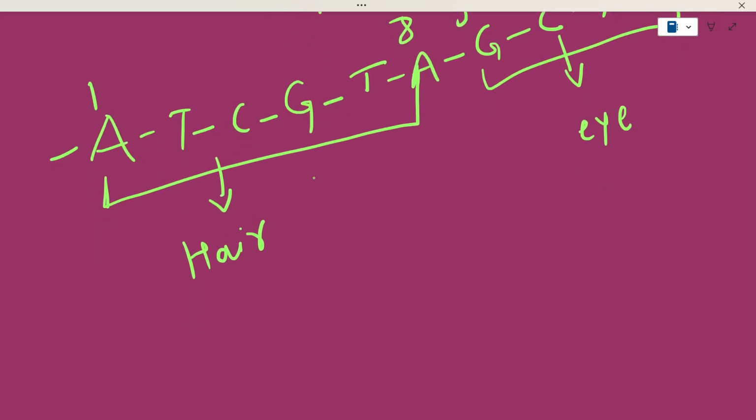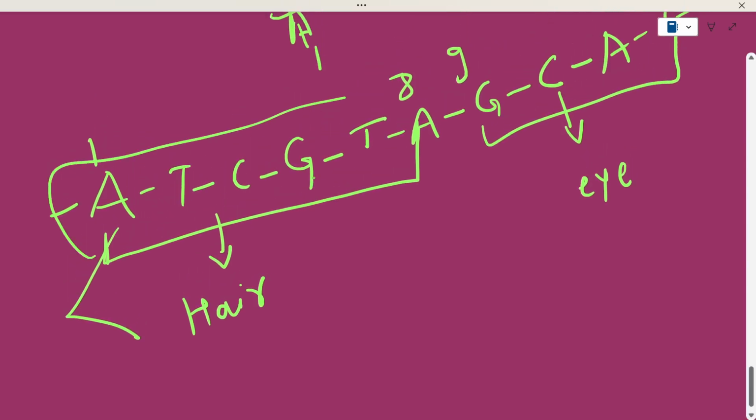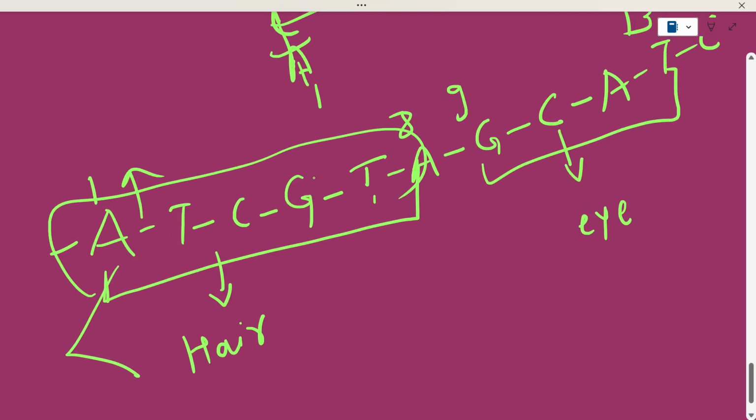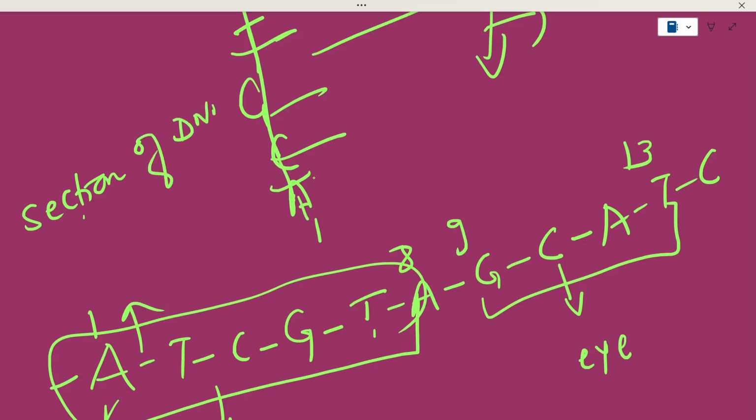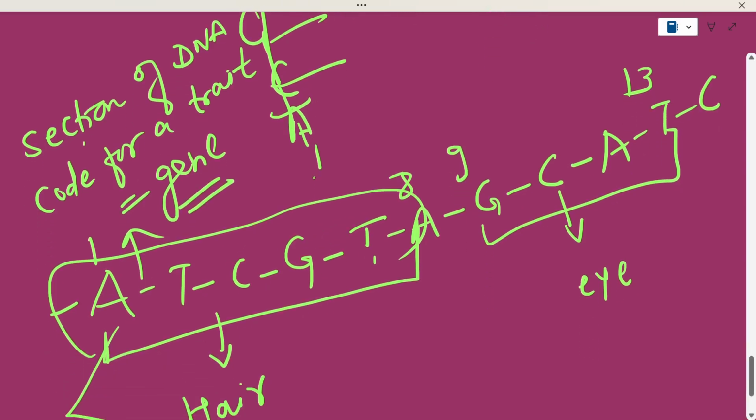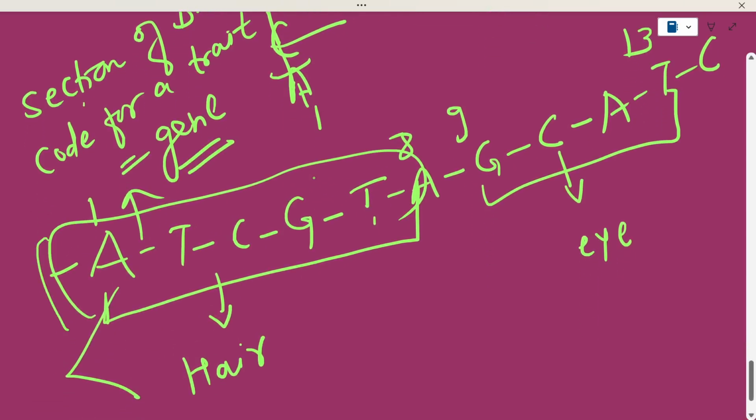So now we are looking at two distinct entities. First, this section of DNA that codes for a trait. I repeat my word, a section of DNA that codes for a trait is known as a gene. So this section is a gene for hair and this one is for eye.